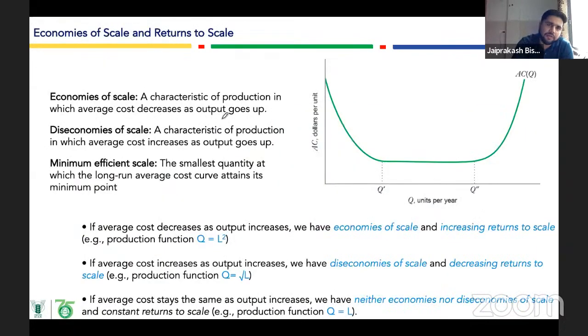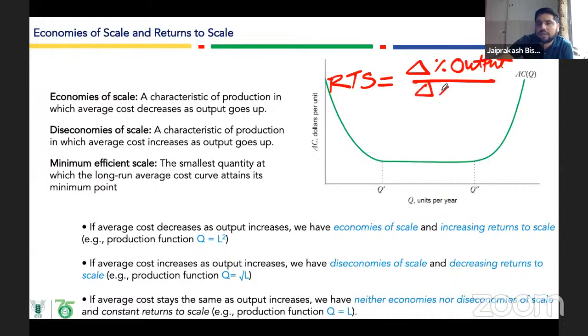देन कमिंग टू इकोनॉमिक्स ऑफ स्केल एंड रिटर्न टू स्केल। रिटर्न टू स्केल क्या होता है? रिटर्न टू स्केल, RTS, इक्वल टू परसेंटेज चेंज इन आउटपुट divided by percentage change in all the inputs.